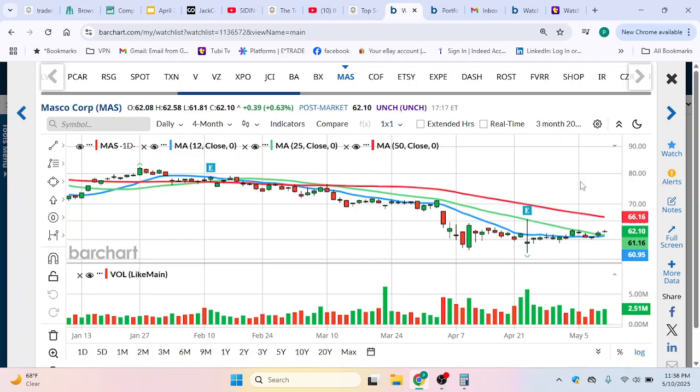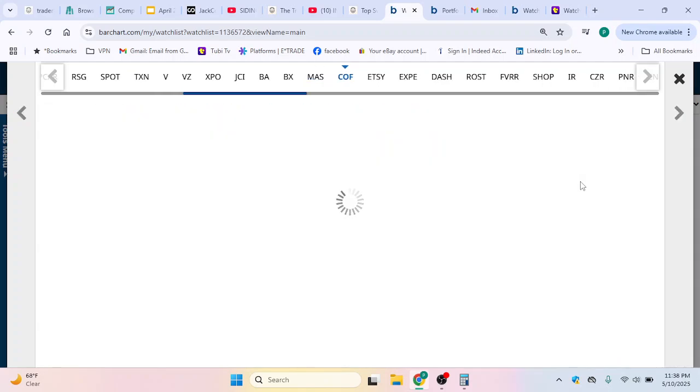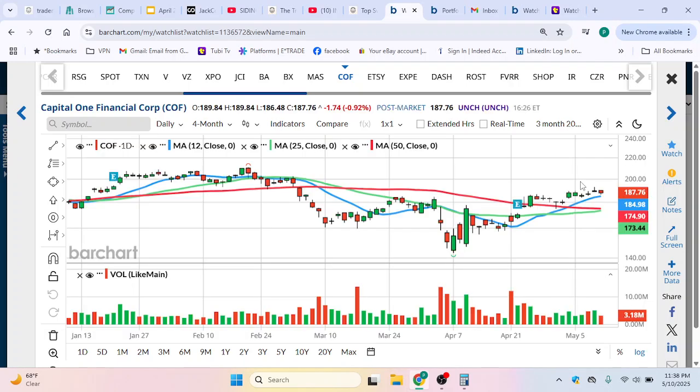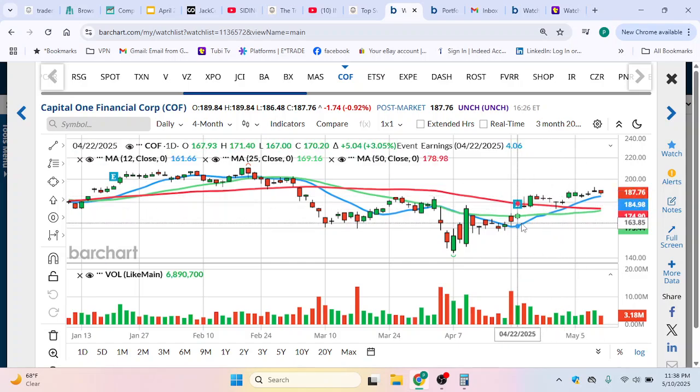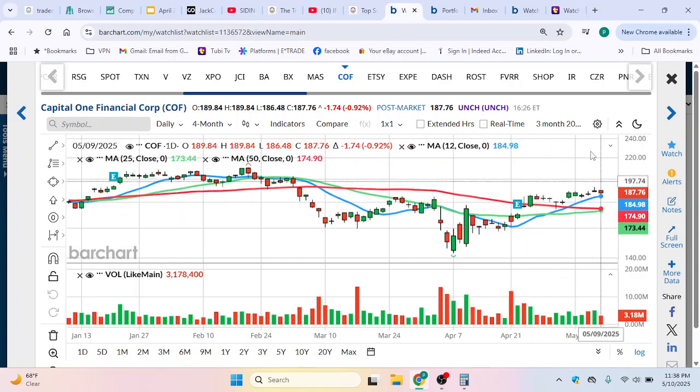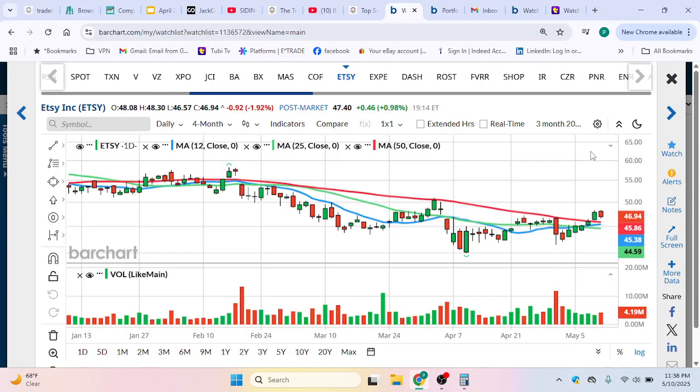So this is just how I look at stocks, right? So now we're looking for opportunities. Capital One has had a nice move off the bottom. Good reaction here to earnings, right? Gap up and went sideways after earnings. So that looks more positive. Etsy, kind of an online retail company, more of a downtrend. So we're just looking to sort and segregate what looks good and what doesn't.